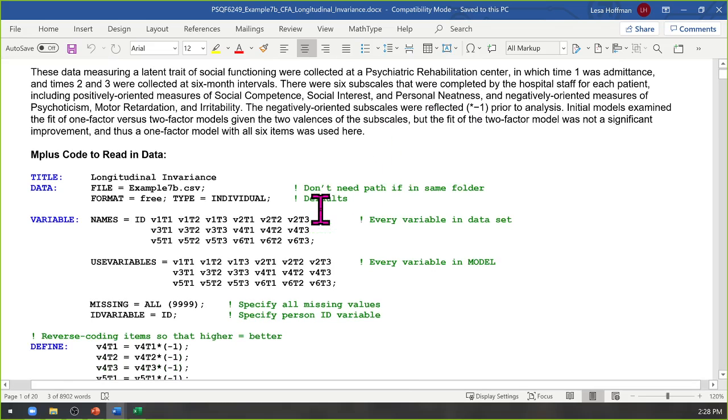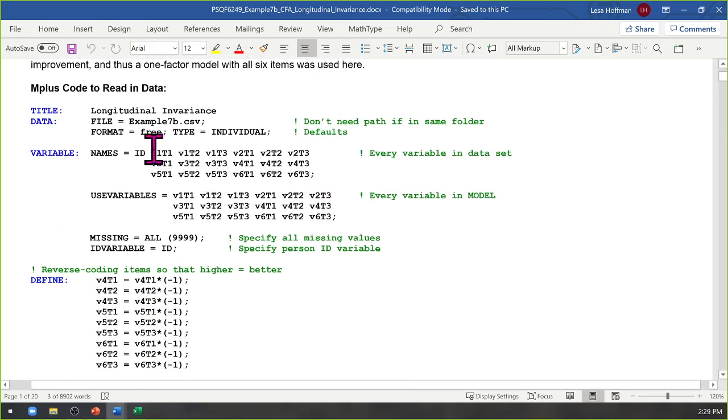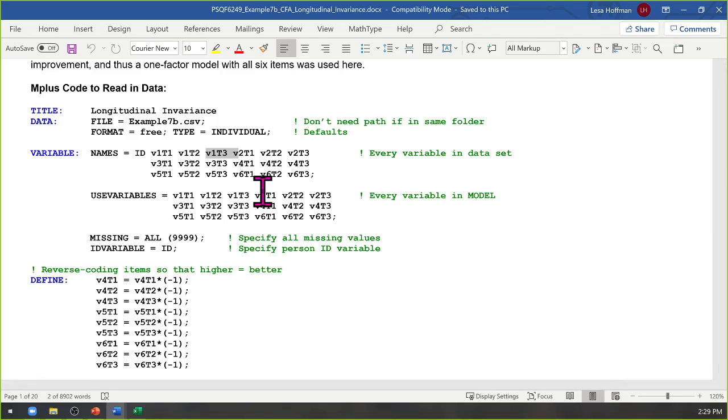So I have named these in a way that hopefully makes this easier to follow. I have variable 1, variable 2, variable 3, variable 4, variable 5, 6 at time 1, 2, 3. So think of this as a matrix of like a 3 by 6, 3 occasions by 6 variables. And we're going to look at invariance across time. So that means that all 18 variables have to be in the model at the same time. So this is not a multiple group analysis. It's a single group that's going to have 3 factors, 1 for each occasion, each measured by 6 items, 6 indicators.